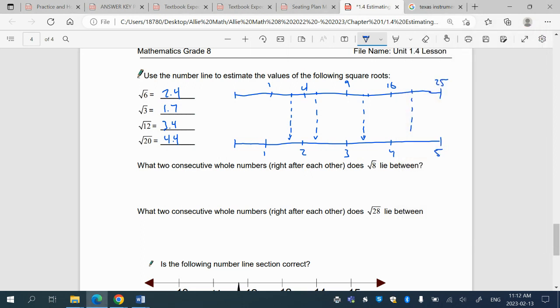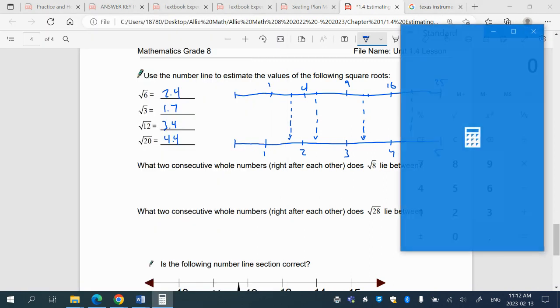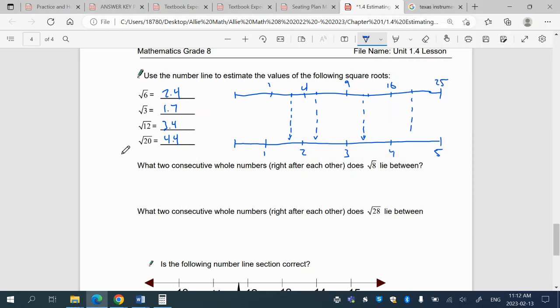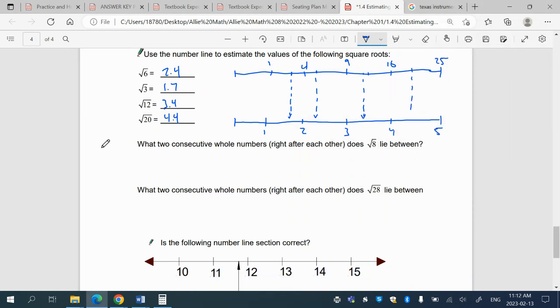Last one. Okay, so 4.4 squared. Let's see. Oh, I keep putting my calculator away. 4.4 squared is 19.36. Not bad ultimately.